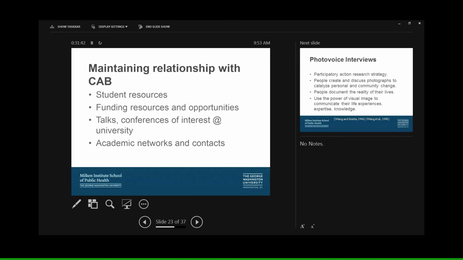They thought this was a program or an intervention where I was going to be providing food or providing nutrition education. I had to constantly be reiterating, no, this is more like a listening session. I'm just trying to understand first what are the issues because we don't know that. But that took a lot of maintenance. Identification of funding resources and opportunities, identification of talks and conferences of interest for them at the university, and also my own networks and the academic networks that they might be interested in learning about.